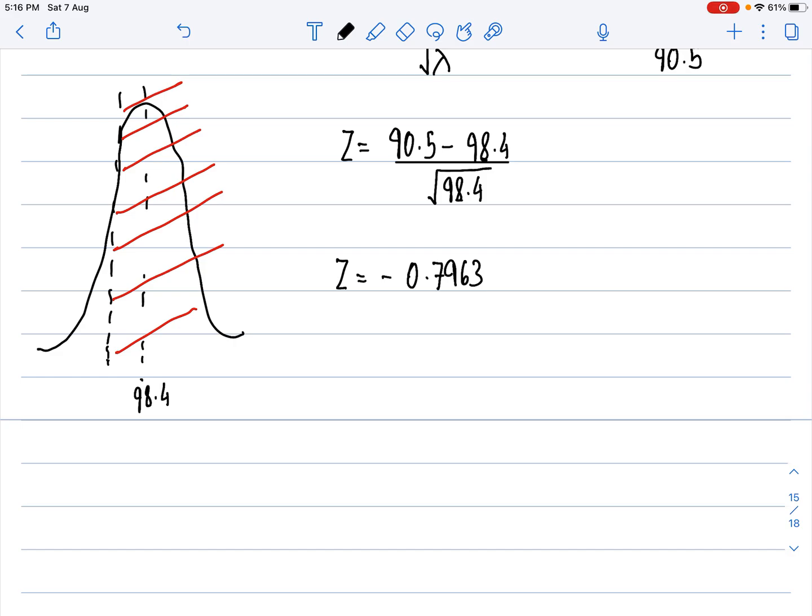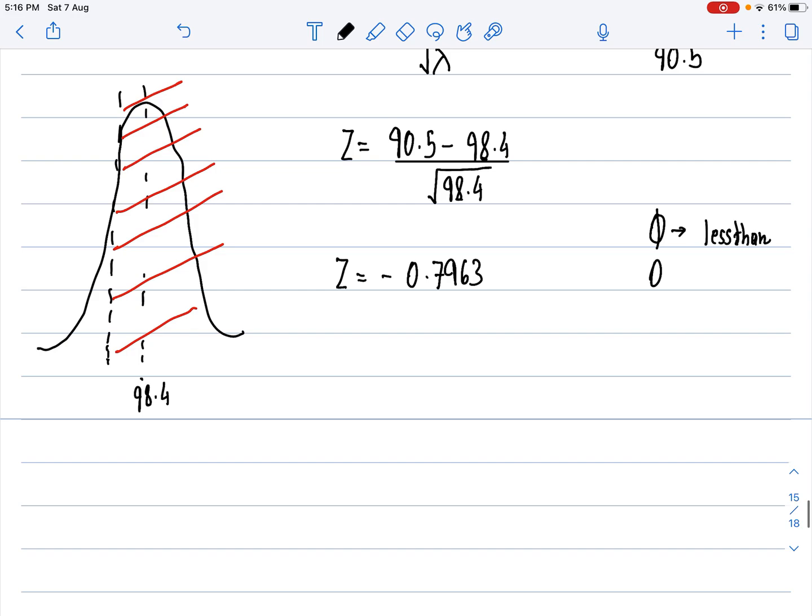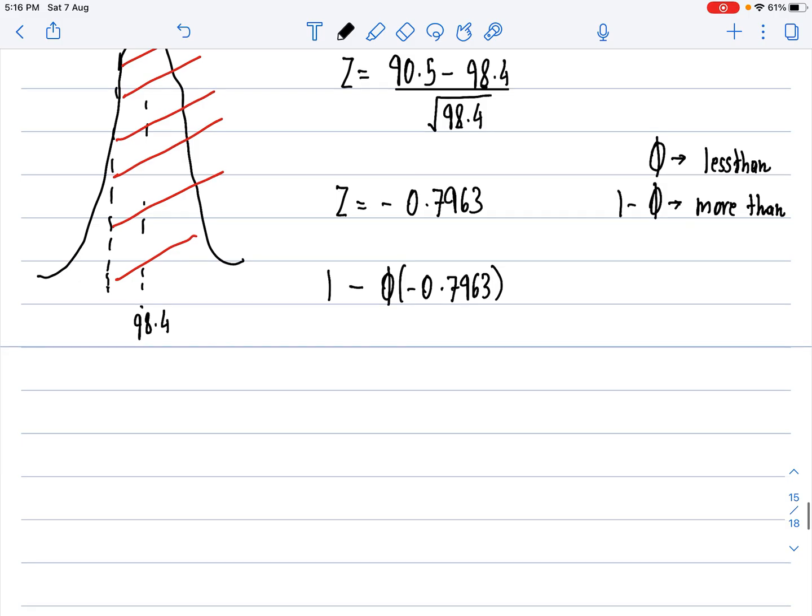So I know you need to know basically from AS level that phi is when you are calculating the less than, okay, less than or less than equal to, correct? And 1 minus the phi is when you're calculating the more than. Correct? This is what you basically have. So in this case, we are calculating the more than, so I write 1 minus the phi of minus 0.7963. Correct? Now, how do I calculate something like this?